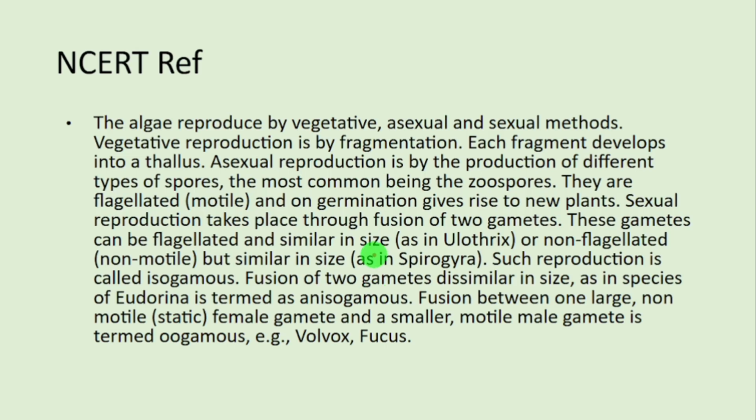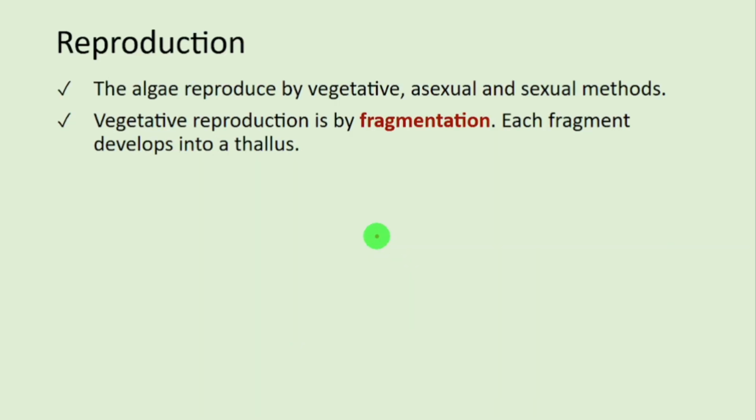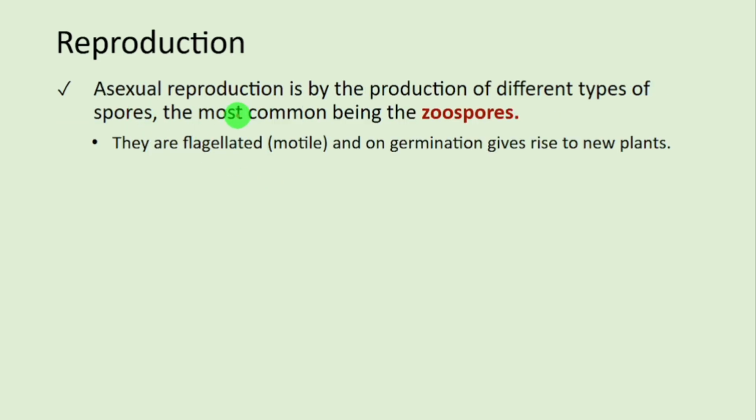Now this paragraph talks about reproduction. So algae reproduce by vegetative, asexual and sexual methods. In case of vegetative reproduction, it is by fragmentation. Each fragment can develop into a thallus. In asexual reproduction, production of different types of spores, the most common being zoospores, is seen. They are flagellated and on germination give rise to new plants. So this is not a universal thing, because in case of red algae you will see non-flagellated spores.